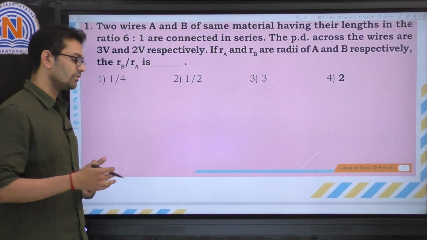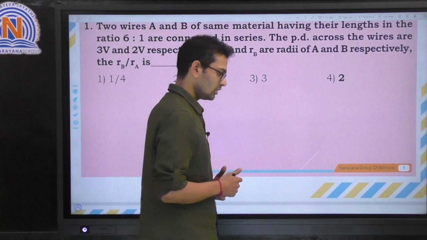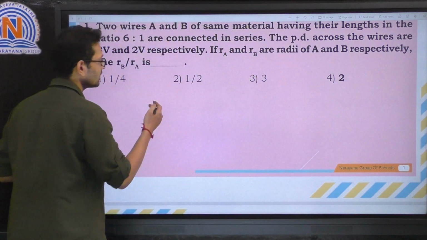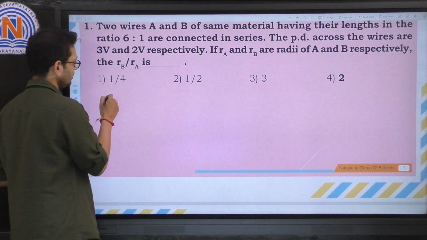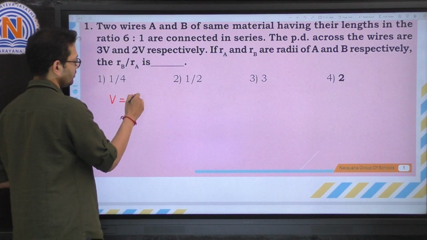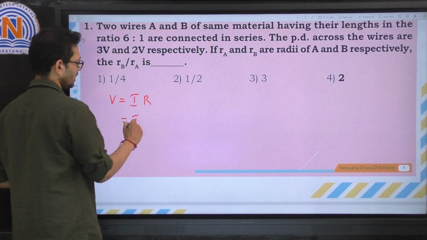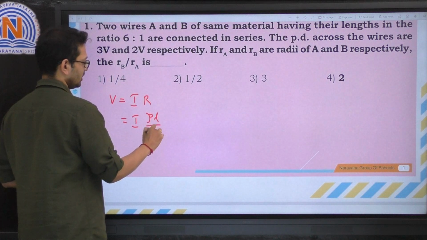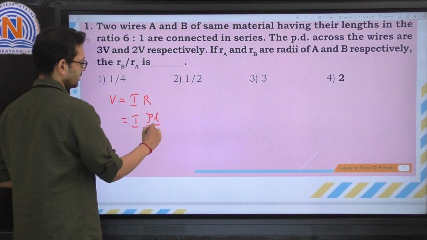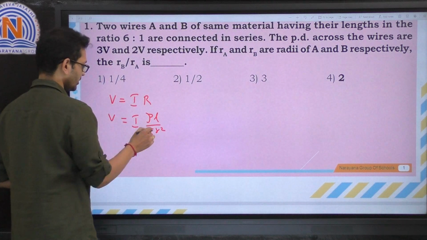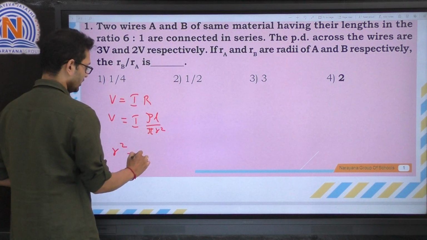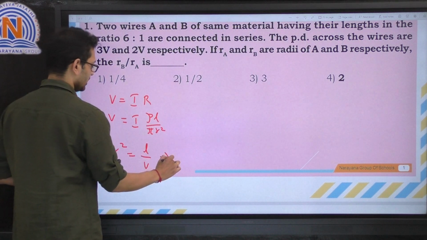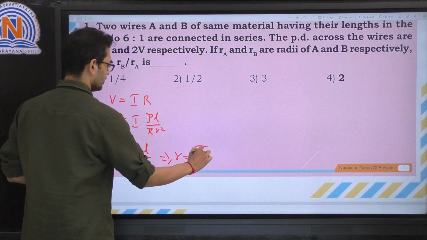Now when you are trying to find that, you have to get the relationship of that radius. How do you get that relationship? From V = IR, I = V by R, and R is nothing but rho L by A. Here the area of the wire is nothing but pi r squared. So from here, r squared is nothing but rho L by pi V. That implies r is equal to root of L by V.